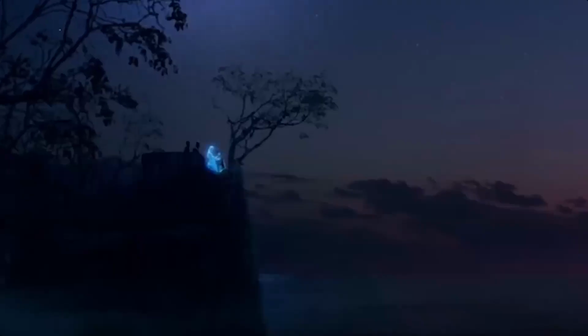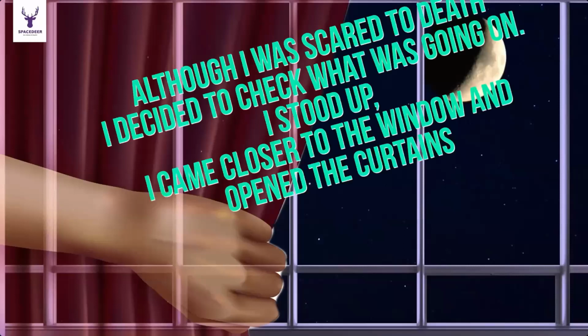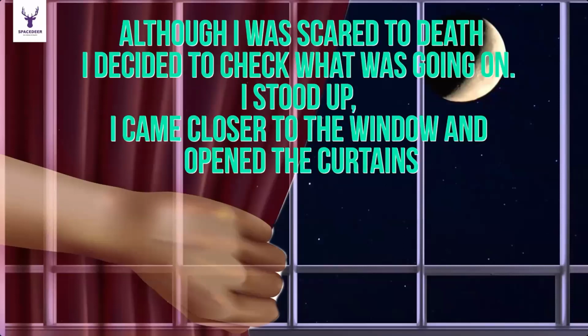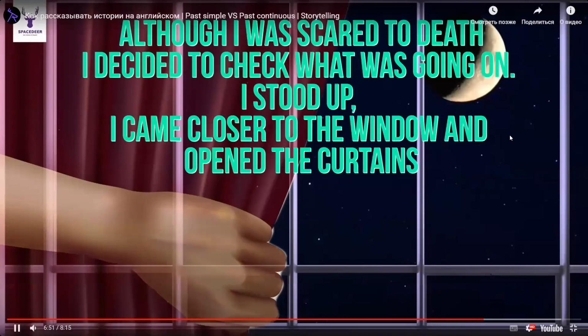You will need great courage. Although I was scared to death, I decided to check what was going on. I stood up, I came closer to the window and opened the curtains.